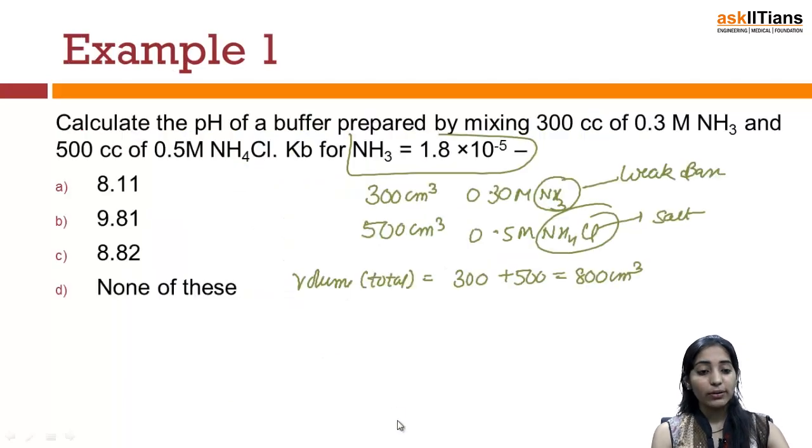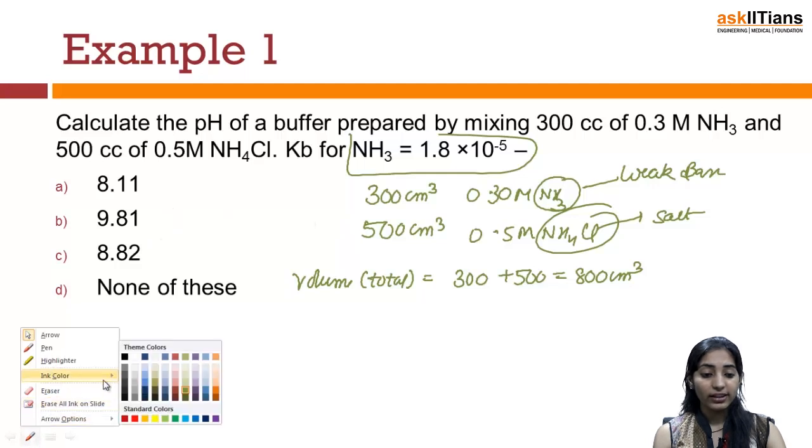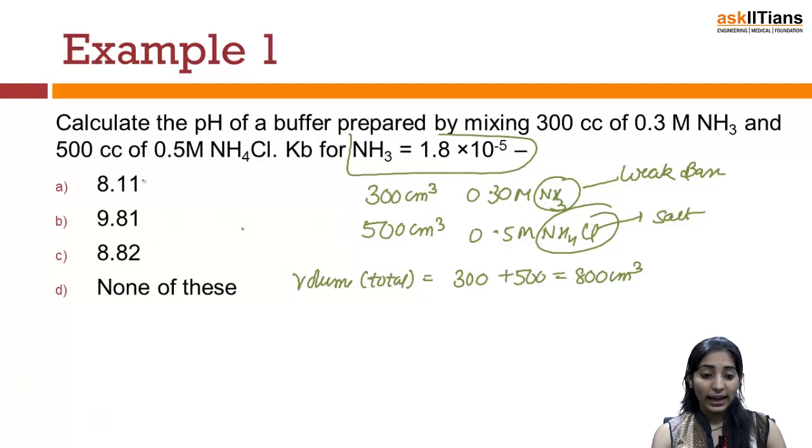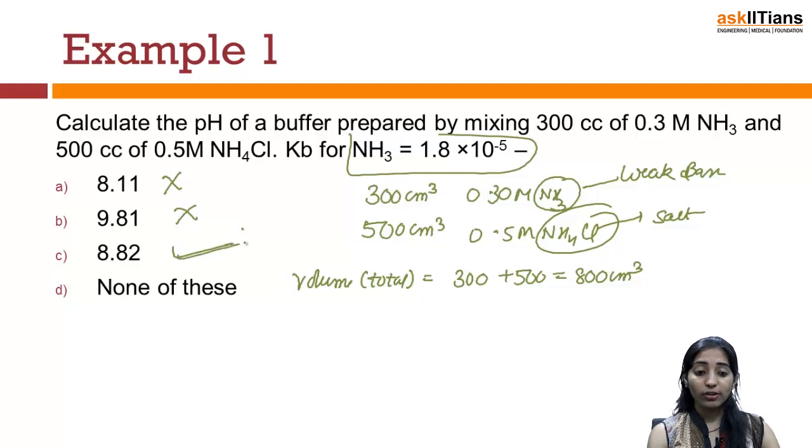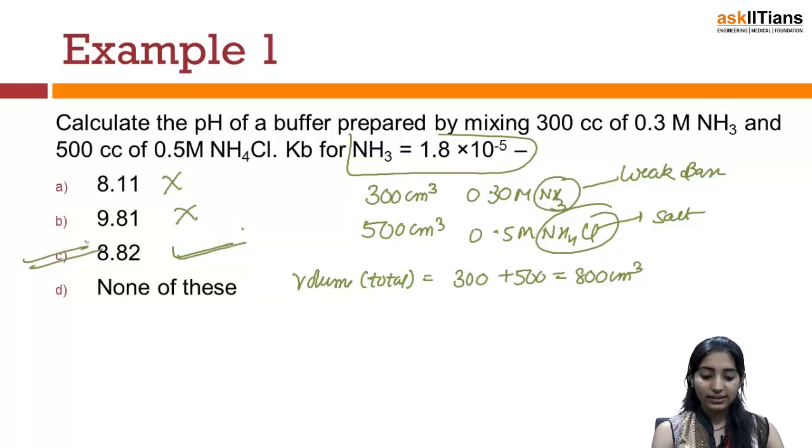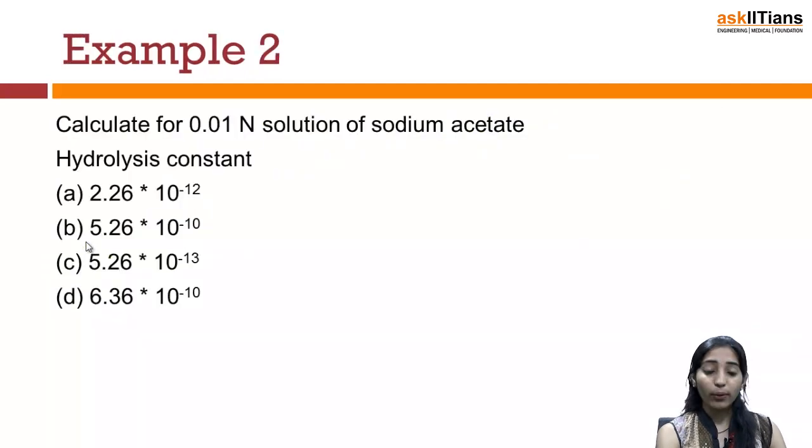Let's see if such a value is given in the question. So the values which are given in the question are 8.11, no. 9.81, no. 8.82, yes, this is the correct option that has been given to us. So this is the way we can solve such types of questions, which involve a weak base and a corresponding salt of the weak base with a strong acid.